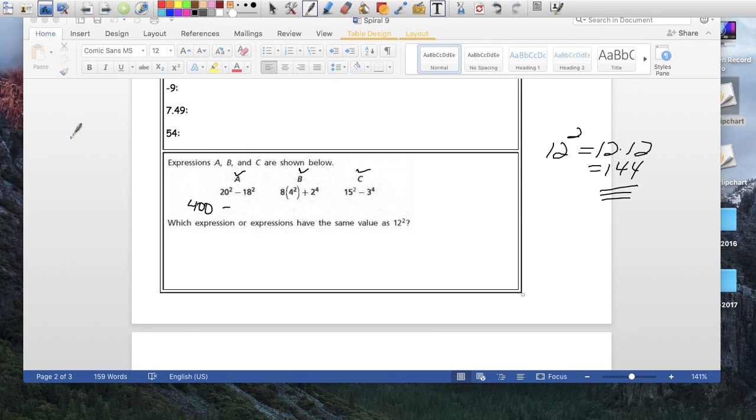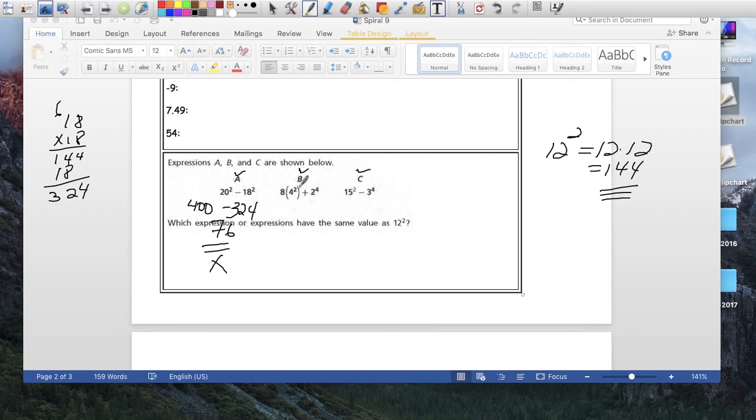Minus 18 to the second power, which is 18 times 18. 8 times 8 is 64, so 6, carry the 4, and 8 plus 4 is 12, so 324. So it's 400 minus 324, and that's going to be 76. So that's definitely not equal to 144. So this one is a no.